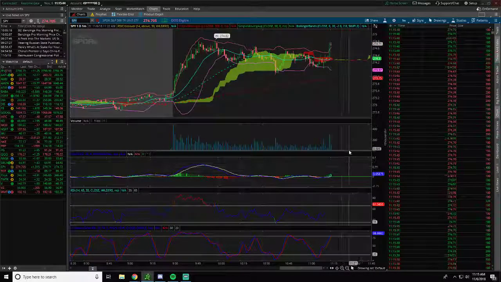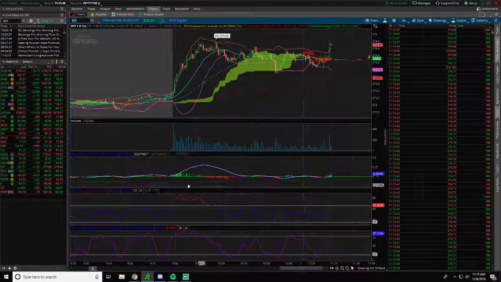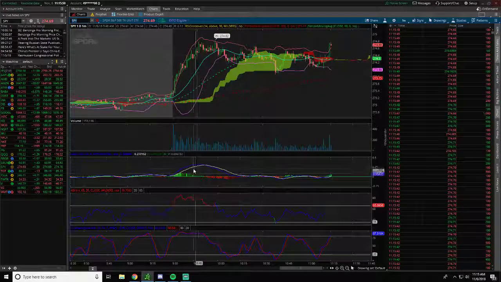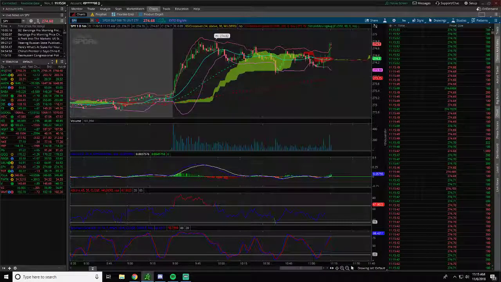So if you have any questions on it, please let me know. Pretty basic stuff: 0 line crossovers and signal line crossovers. That's basically what the MACD is used for.